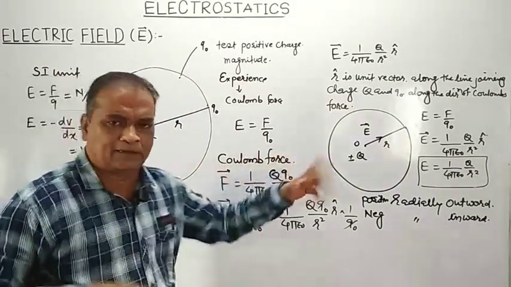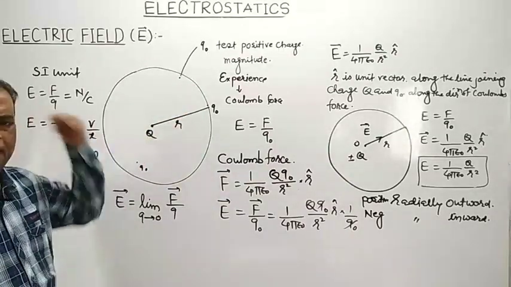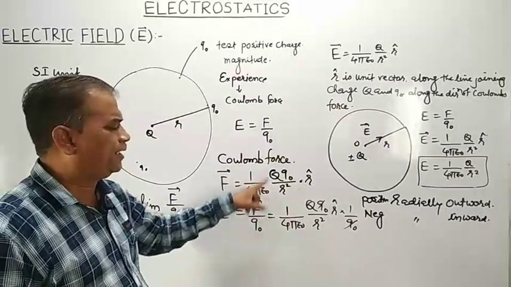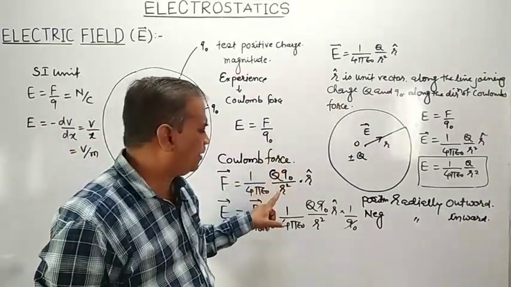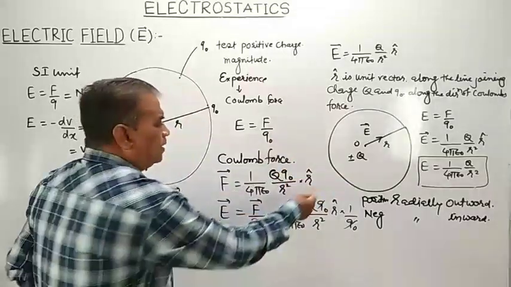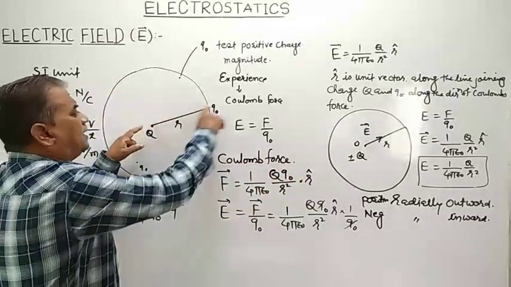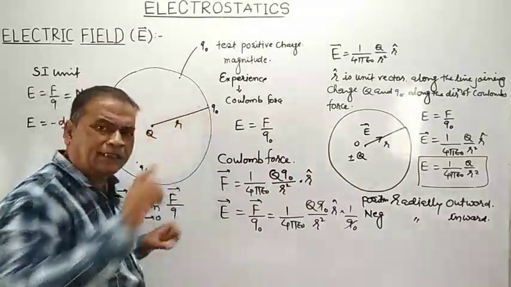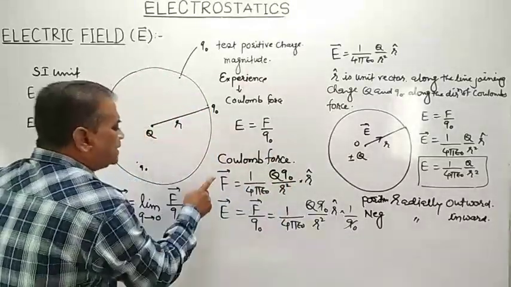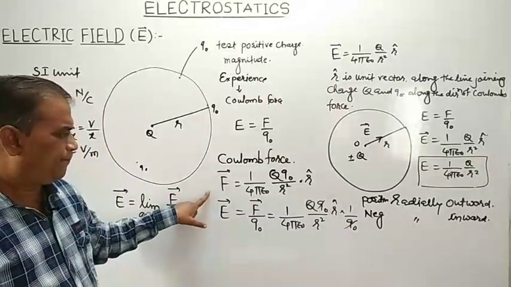Coulomb's force is given. Suppose we are having a charge Q, test charge Q0 kept at distance R, then Coulomb force is given by the expression 1 by 4 pi epsilon 0 Q Q0 upon R square into unit vector R. So this R cap represents a unit vector along the line joining charge Q and Q0. And direction of unit vector is same as that of direction of a Coulomb force.